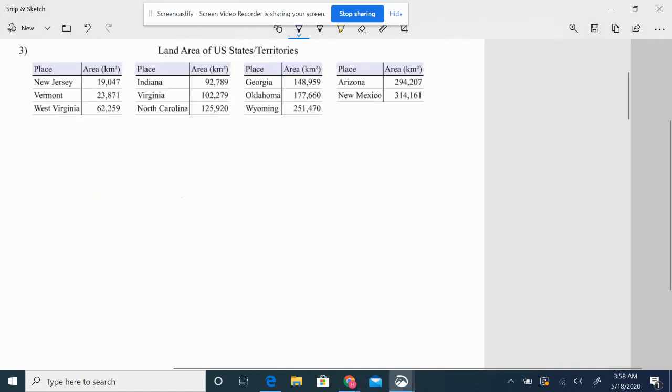Let's take a look at question number 3. We're looking at some information about the land areas of U.S. state territories. All right, so I'm just going to use a calculator. I'm going to add 19,047 plus 23,871 plus 62,259 plus 92,789. I'm just adding my numbers.